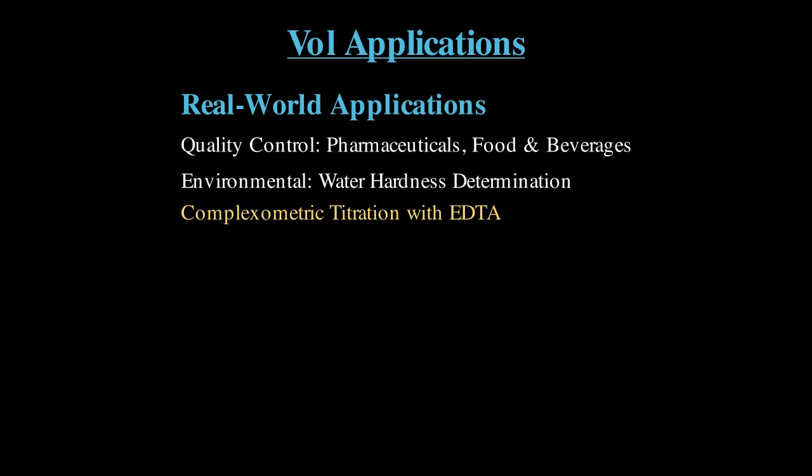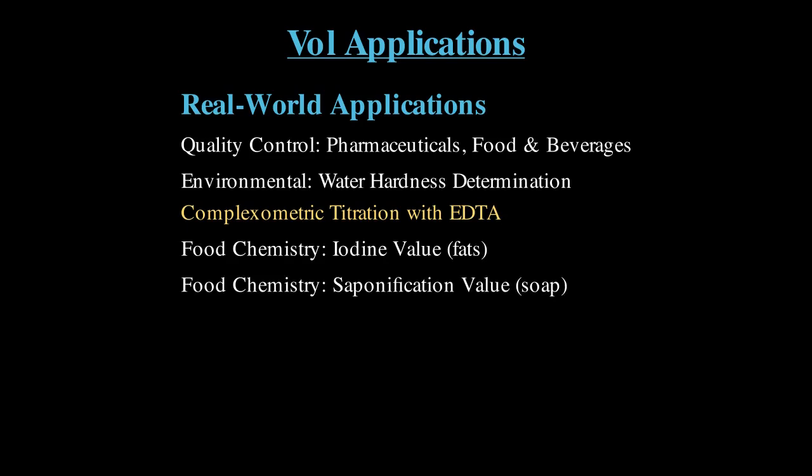In food chemistry, it's used to find the iodine value of fats and oils, a measure of unsaturation, and the saponification value, which is essential for soap production. Even in medicine, principles of acid-base titration are used in blood analysis and to test milk quality.